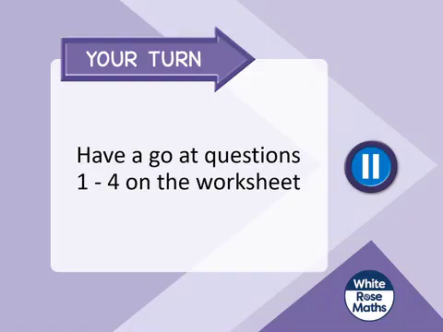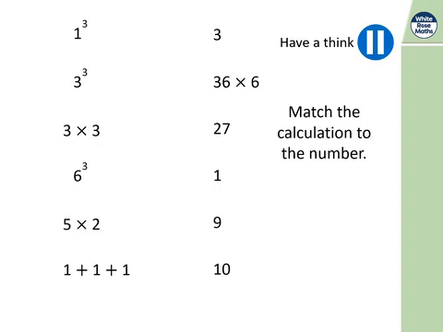Your turn to do some questions about cube numbers now. Have a go at questions 1 to 4 on the worksheet. Over the past 2 lessons, we've learnt about squared numbers and now cube numbers and the relationships between those special types of number. This activity explores both square and cube numbers. Have a go at completing it by matching the numbers or calculations on the left with the number or calculation on the right.